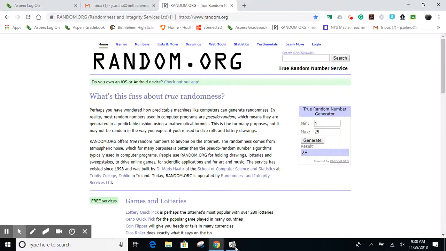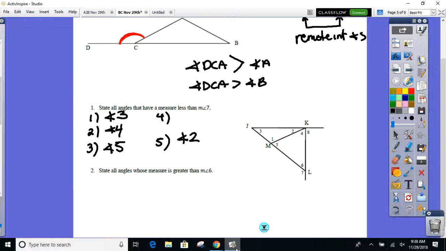You got it. Angle LKJ. Good job, everybody. Again, that's a remote interior angle with angle 7. Now, let me get to why angle 2 is now correct, other than it looks like it.